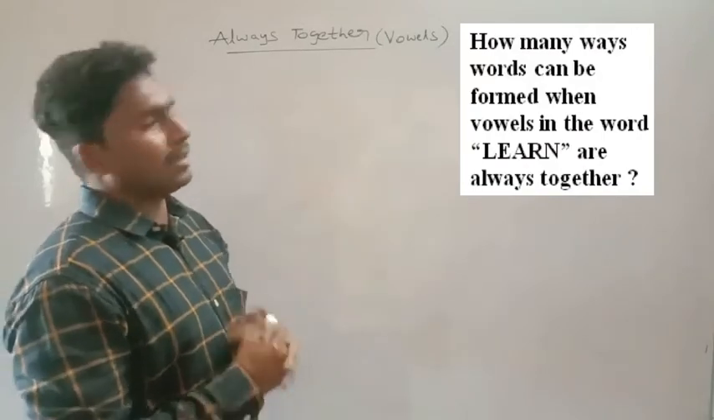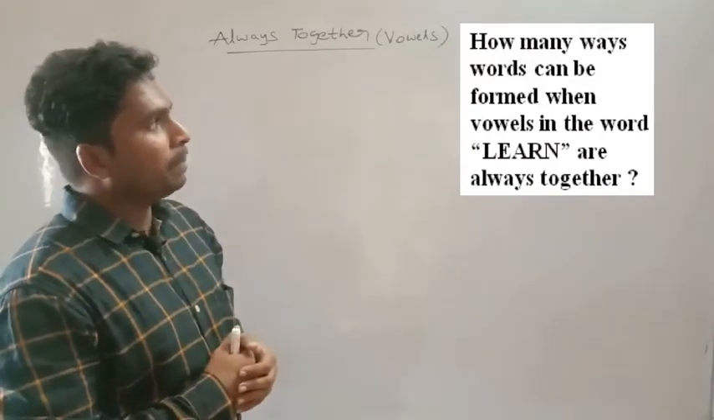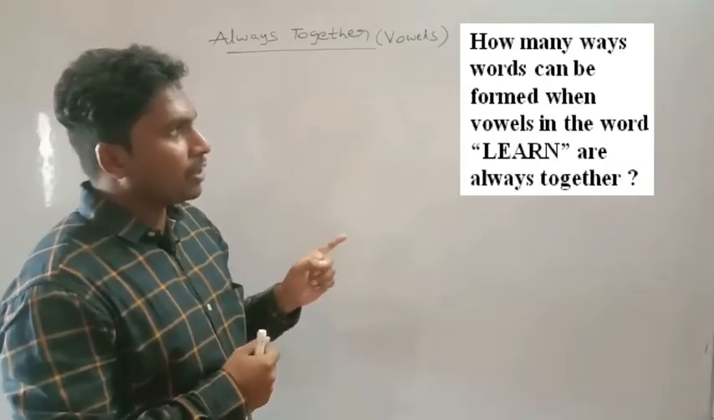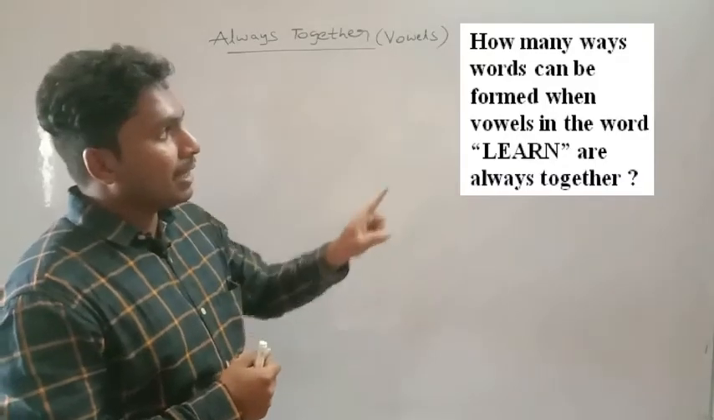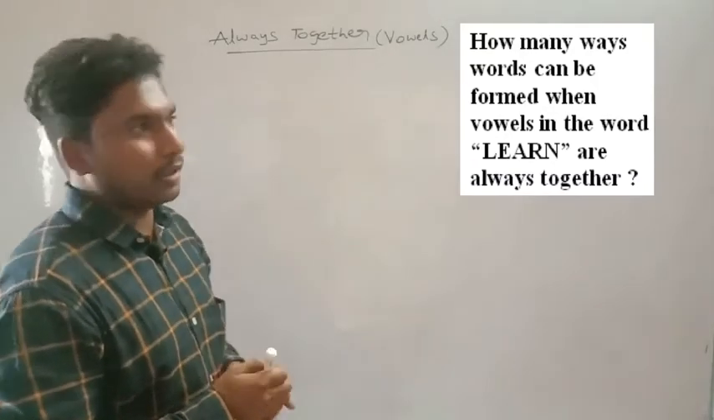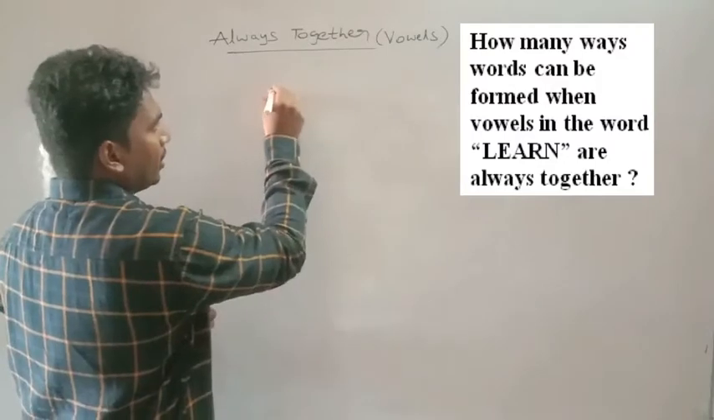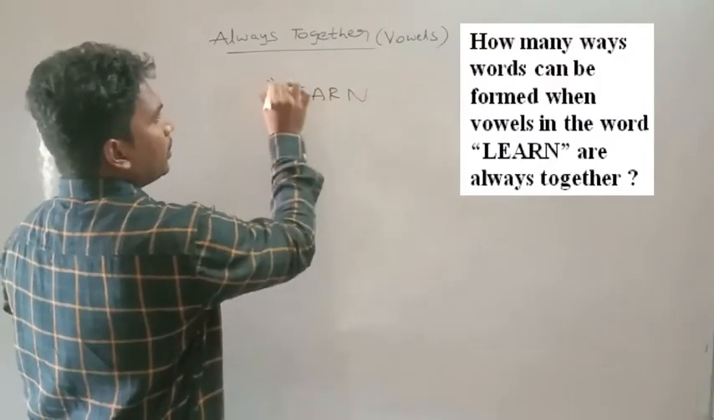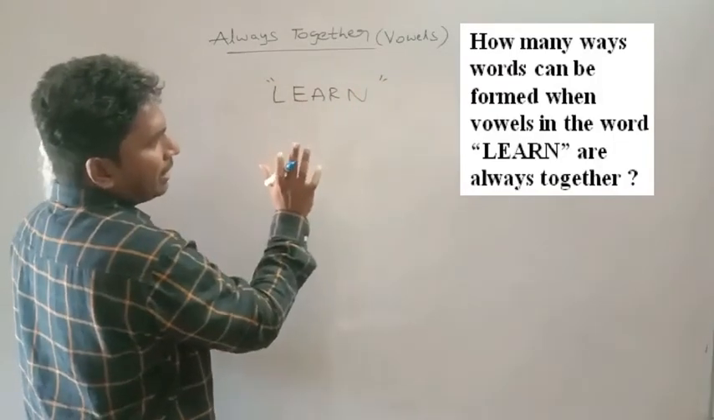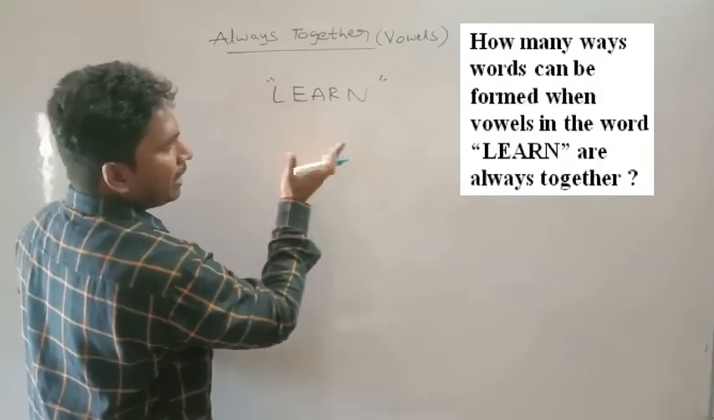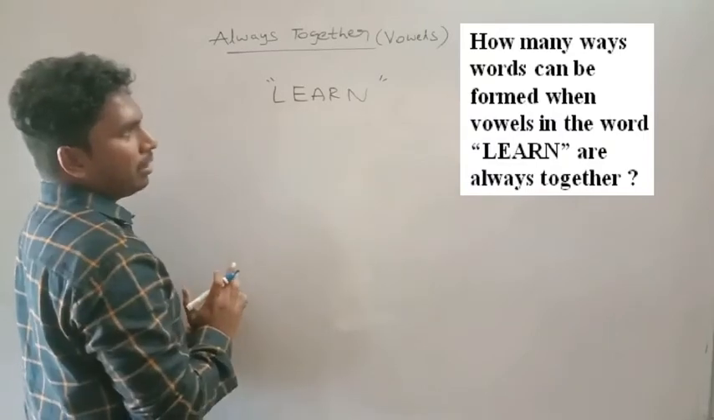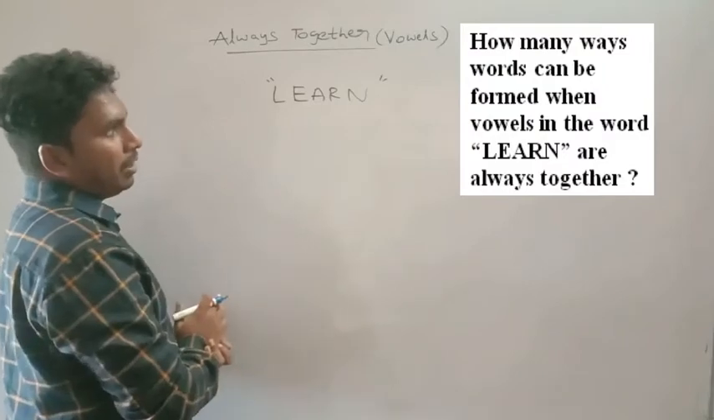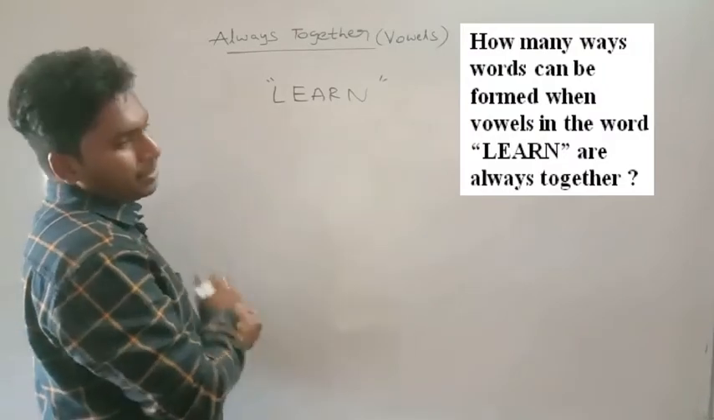So here in this particular problem, the question is how many ways words can be formed when the vowels in the word LEARN are always together. If you take the given word, L-E-A-R-N, they are asking how many ways the letters in the word LEARN can be rearranged, or a new word formed by rearranging the letters, such that vowels are always together.